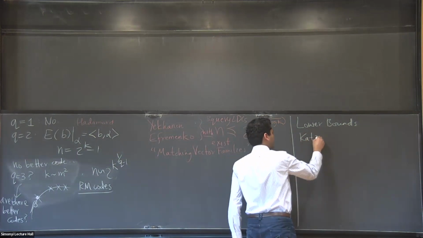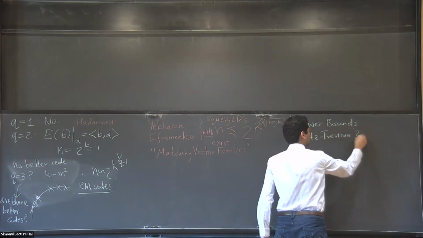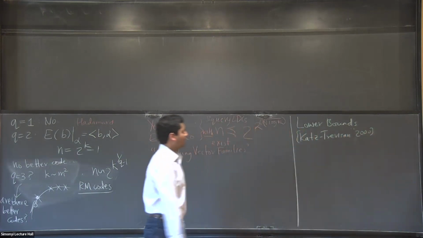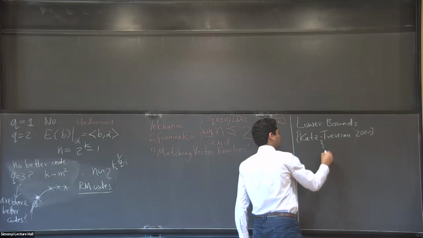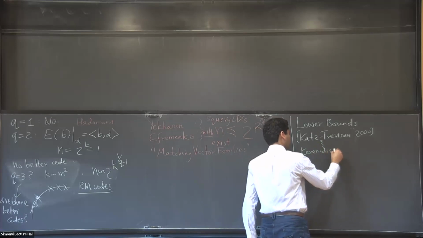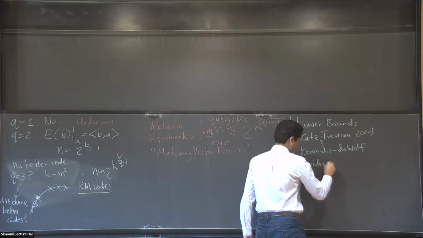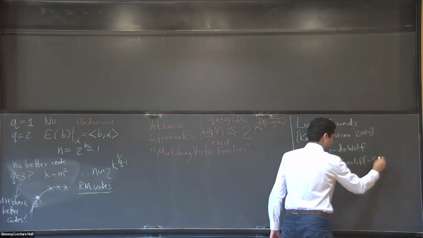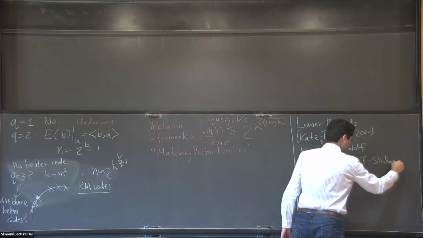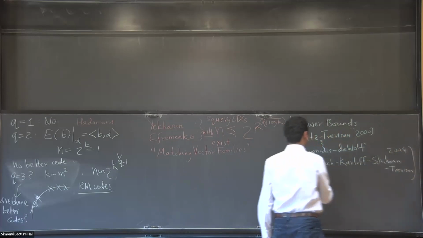This enterprise began with a paper of Katz and Trevisan, I think in 2000. Now again, I'm not going to tell you a lot of details because it's slow to write on the board. But there is a quick succession of works here: Andy Wolf, Woodruff, Pavlov, Shulman, and Trevisan. This is all happening till 2004. The last one is from 2004.